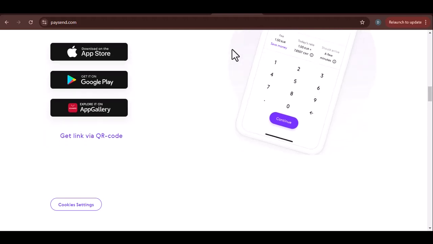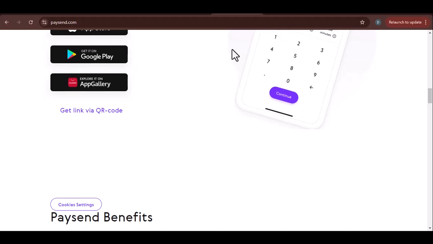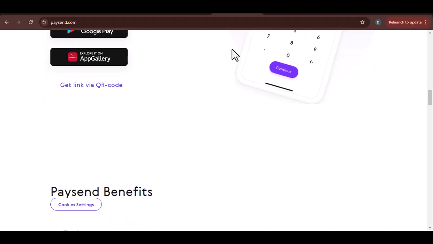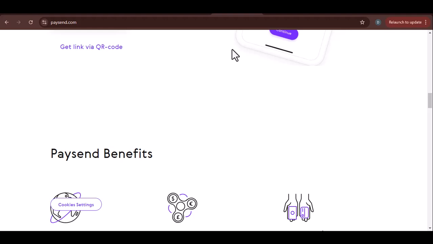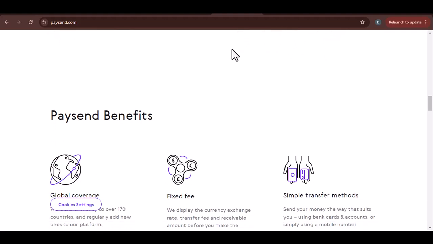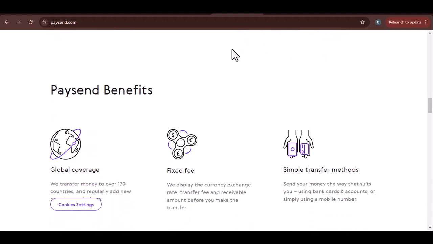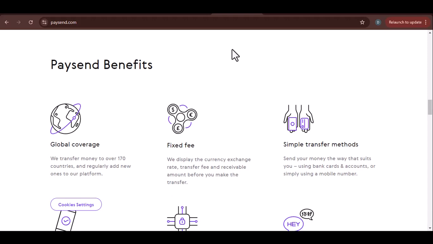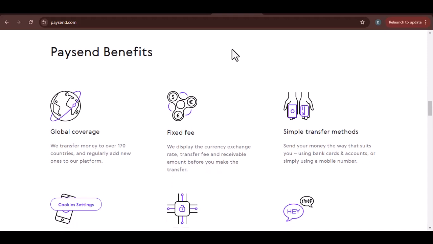Real-life examples and testimonials. Share success stories. Highlight instances where viewers have successfully obtained refunds from Paysend. Address concerns. Acknowledge common concerns and provide solutions based on real-world experiences.